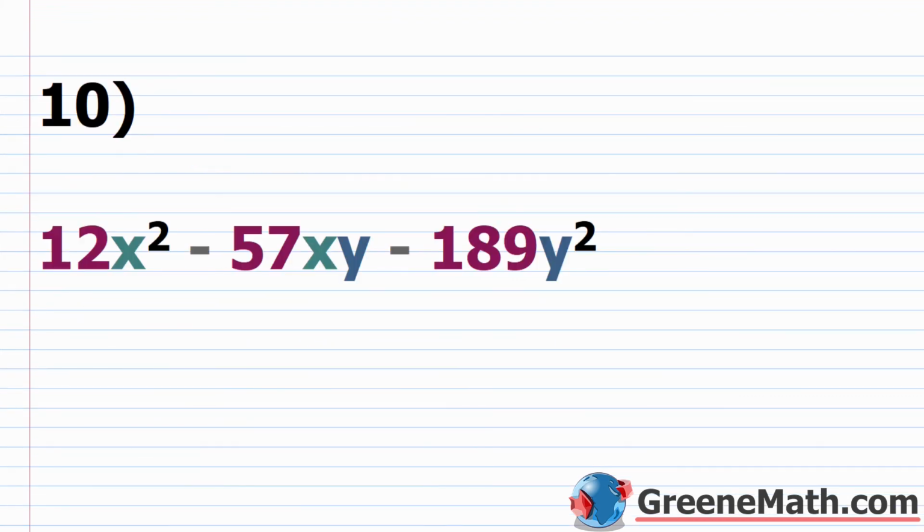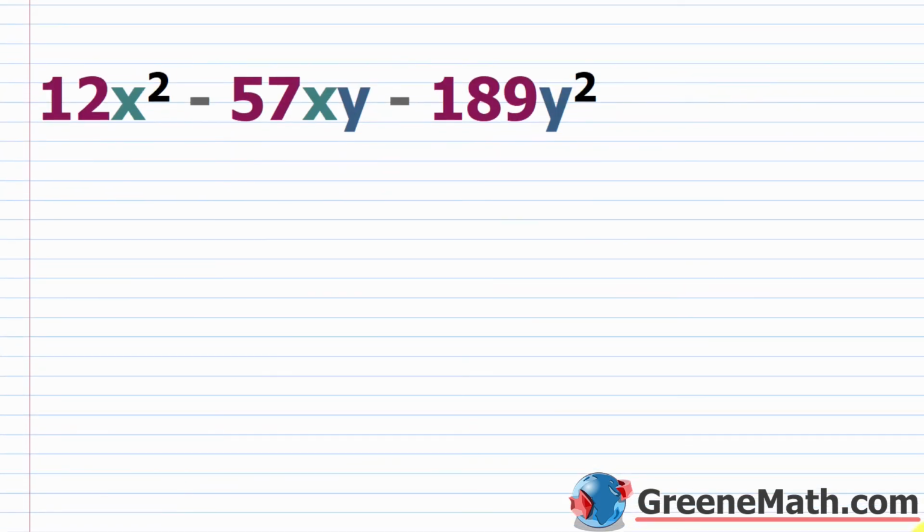Okay, let's look at problem number 10, our final problem for this practice test. We have 12x squared minus 57xy minus 189y squared. All right, let me put equals here.